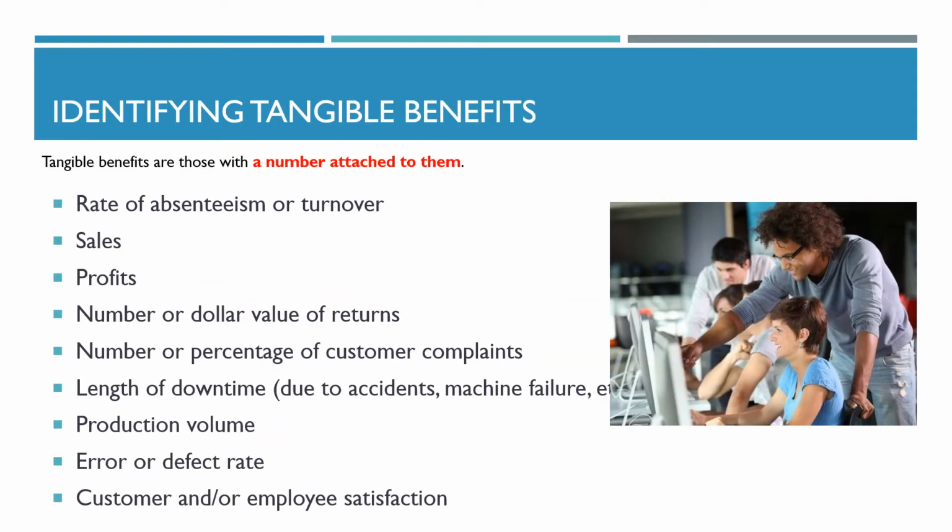Tangible benefits. Tangible benefits are those with a number attached to them. Some examples include the rate of absenteeism or turnover. Sales and profits, have they decreased as a result of training? The number or dollar value of returns and the number or percentage of customer complaints. The length of downtime, due to accidents, machine failure, etc. Has production volume increased, or has the error or defect rate decreased as a result of training? Or has customer and/or employee satisfaction increased as a result of training? These are all quantifiable, and can be measured following the training.